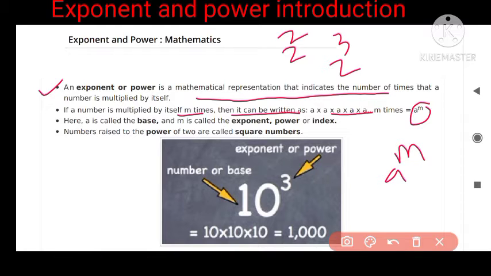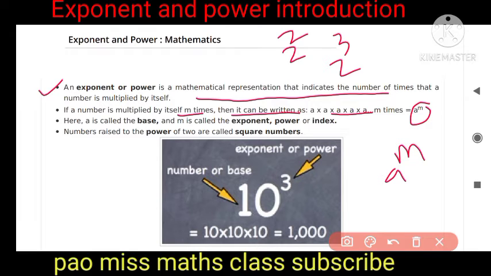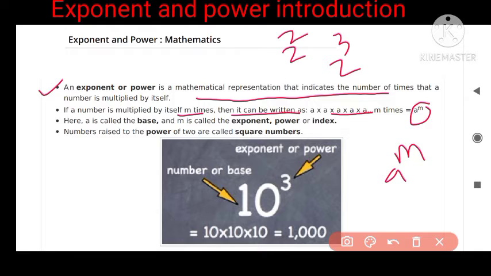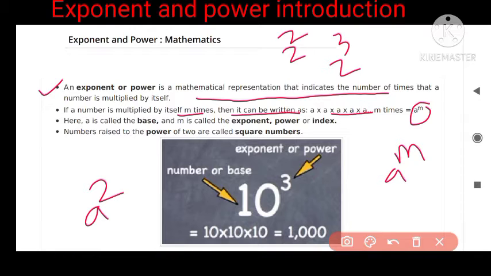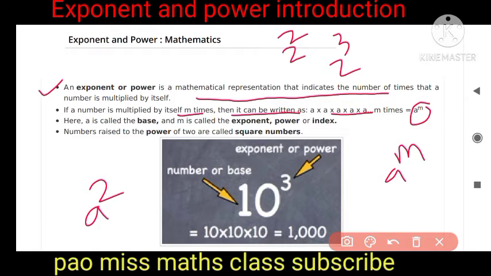Now a number raised to the power of 2 is called a square number. This is a and I am writing 2. That means this is also called a square number, a square. So usually we say a square.